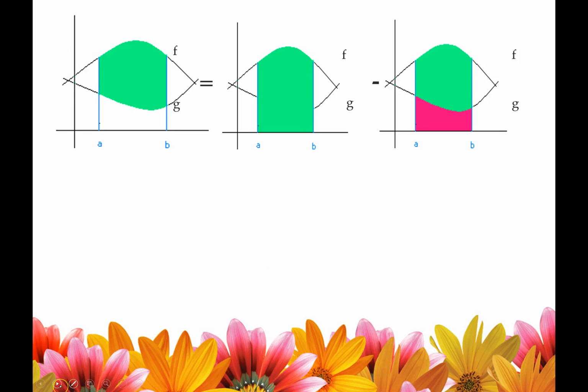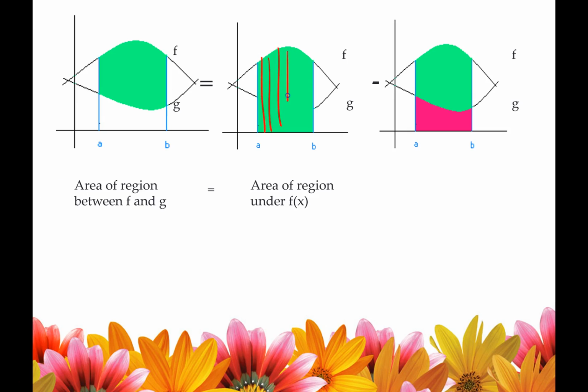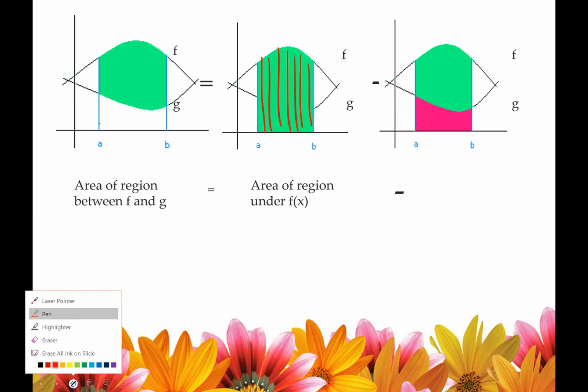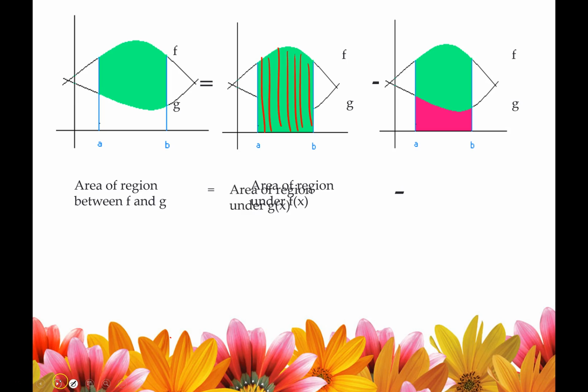So let's think about what the formula is. The area of the region between f and g, we can call this function f of x and this one function g of x, or just for simplicity, let's call them functions f and g. If we want the area of that region, then that's going to be equal to the area of the region under f of x, which is this entire thing right here. But then we have to subtract the area under the lower curve.